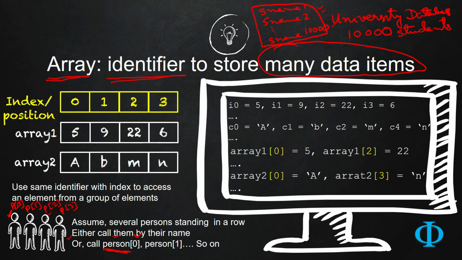So here also, let's say you want to store 4 different integers like 5, 9, 22, and 6. Just to start with, I am saying 4, but it can be 40, it can be 400, it can be 4,000, it can be 40,000 also. So anyway, you have 2 different options to store these 4 variables.